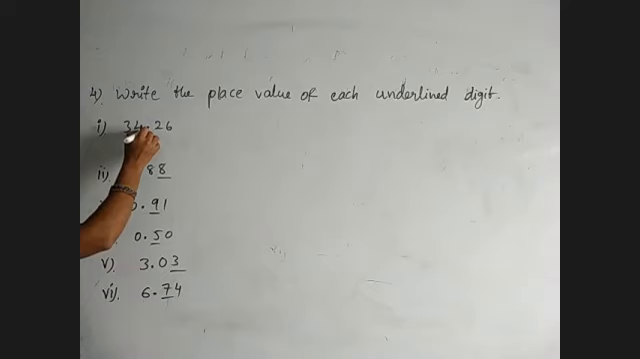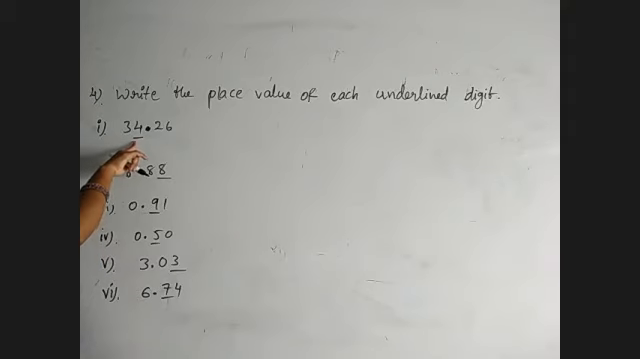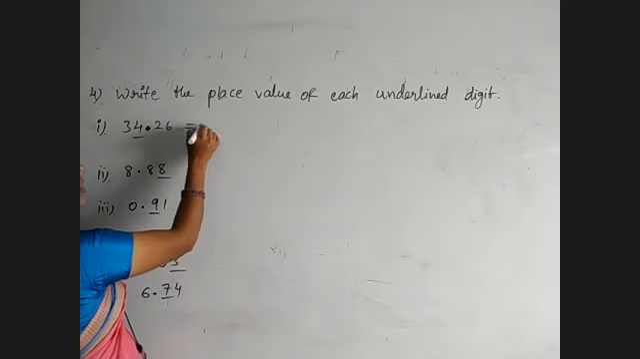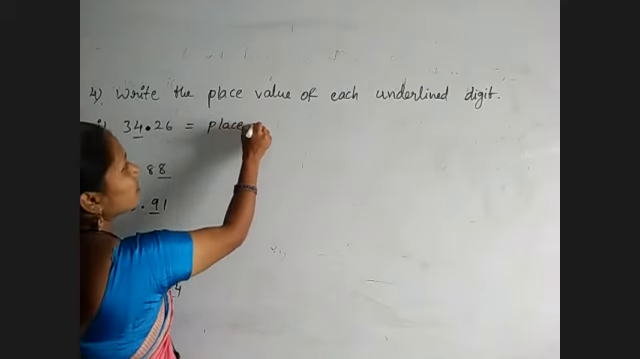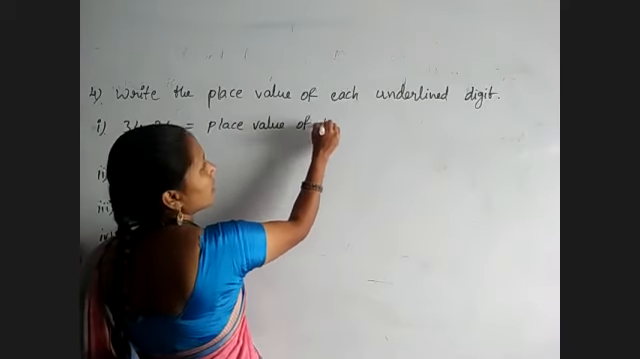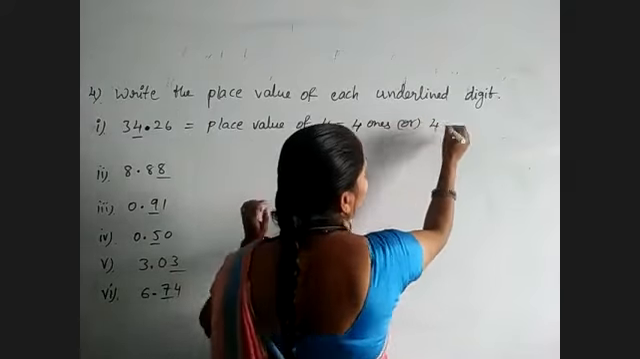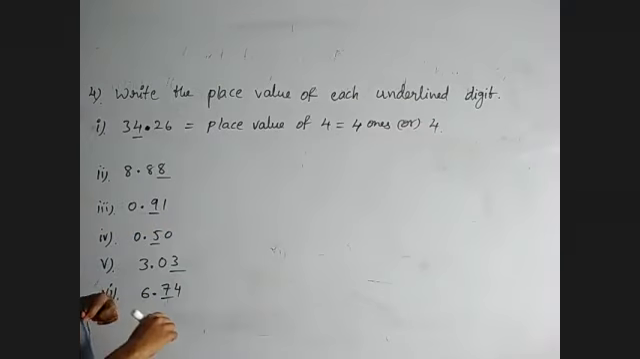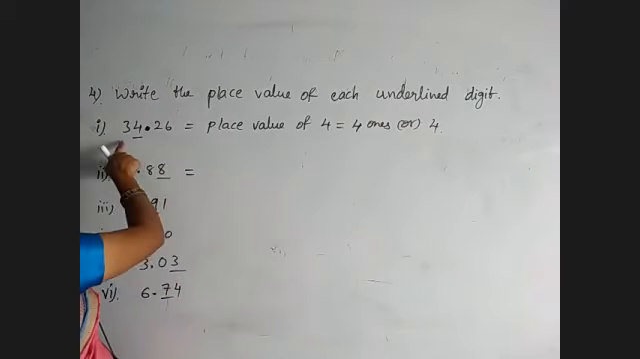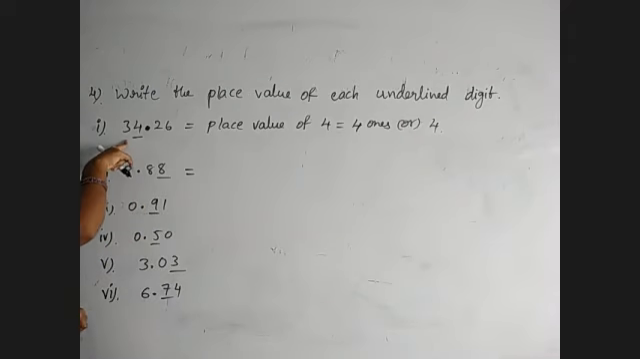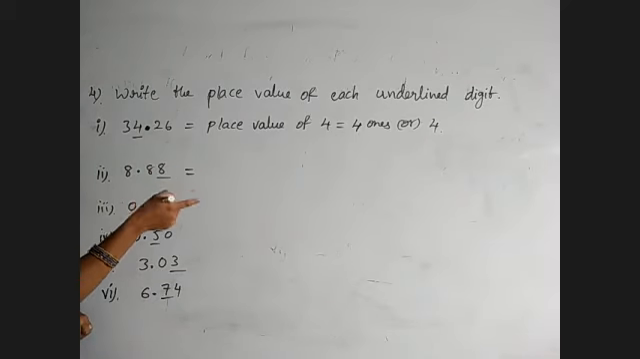Now observe here, 34.26. The face value of 4 is 4 only, and the place it occupies in this number is the ones place. So 4 into 1 is 4. So here we must write: place value of 4 is equal to 4 ones, which is 4. That's it, in words and as a numerical value. And if they ask the place value of 3 in this number, 3 is in the tens place, so you can write 3 tens are 30.